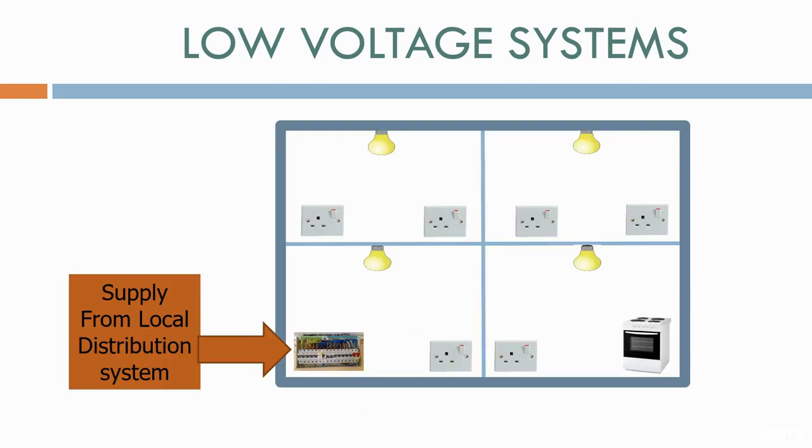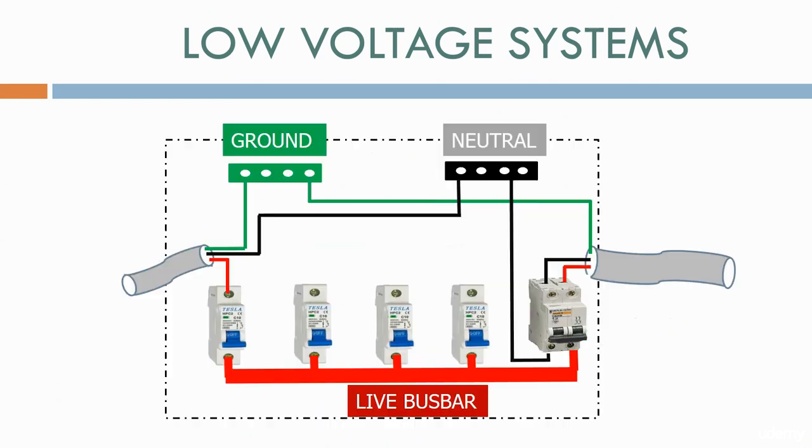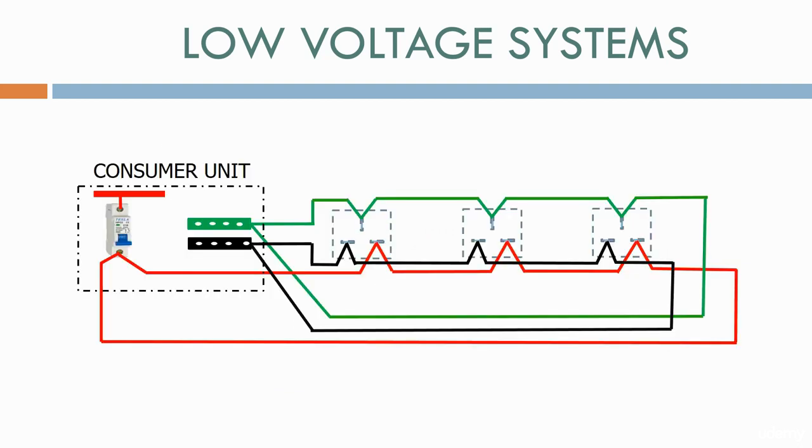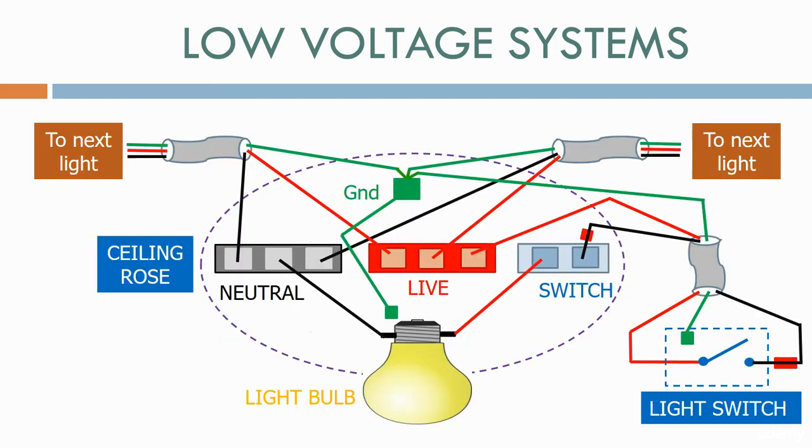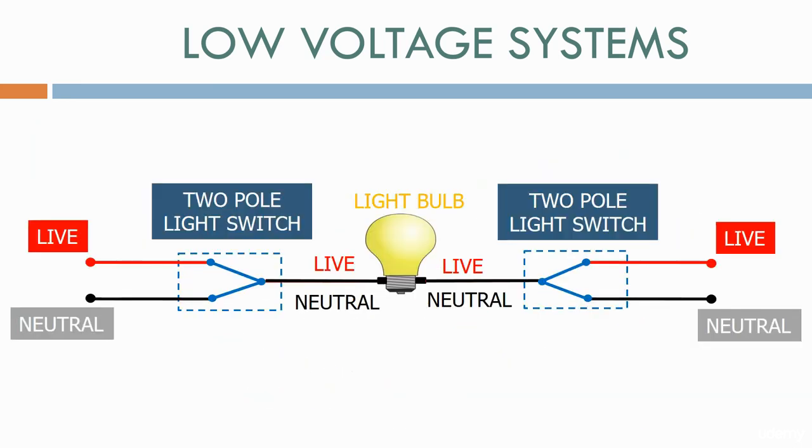After looking at the power network, we go back to basics, looking at the low voltage systems that you find in domestic and industrial networks. We see how a consumer unit is connected and how socket systems and lighting systems are connected together.